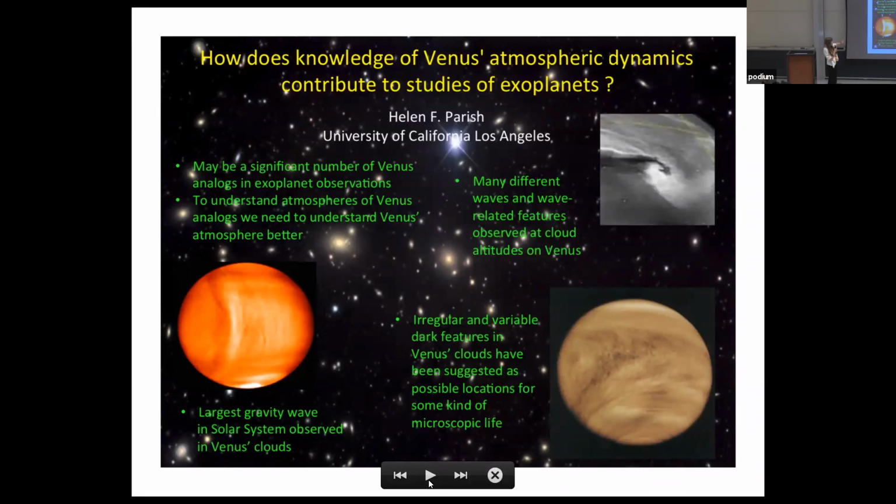These show some of the interesting features. The largest gravity wave in the solar system occurs on Venus's atmosphere. That was recently discovered. And there are also very irregular, variable dark features, which some people have suggested could be possibly associated with some kind of microscopic life. So there is the potential for astrobiology on Venus, even though it's not traditionally considered an astrobiology target. Next slide, please.